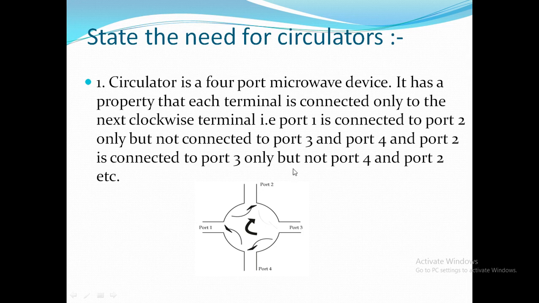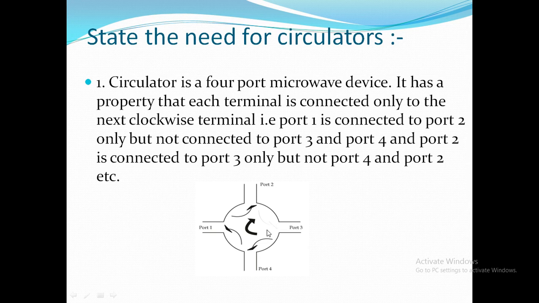Next, we need circulators. The circulator is a 4-port microwave device. It has a property that each terminal is connected only to the next clockwise terminal. So port 1 is connected to port 2 only, but not to ports 3 and 4, and port 2 is connected to port 3 only, but not to port 1, and so on.